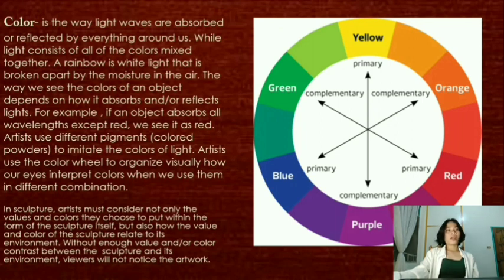Color is the way light waves are absorbed or reflected by everything around us, while light consists of all the colors mixed together. A rainbow is white light that is broken apart by the moisture in the air. The way we see the colors of an object depends on how it absorbs and or reflects light.